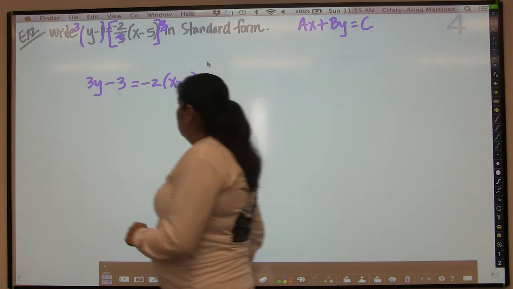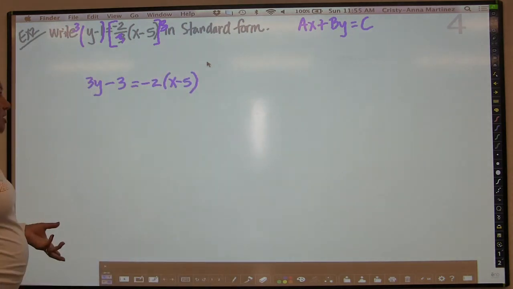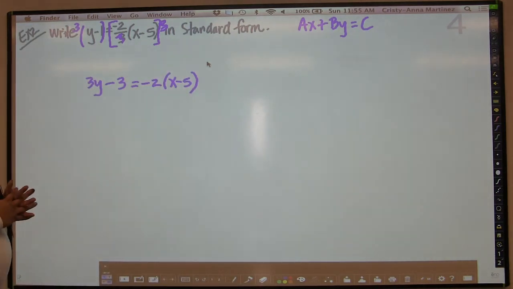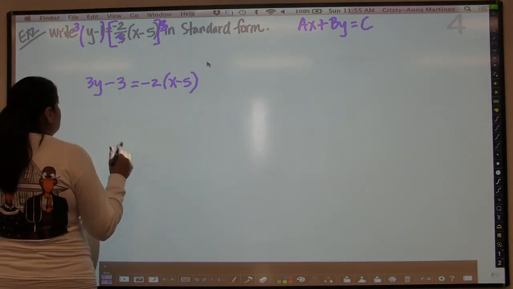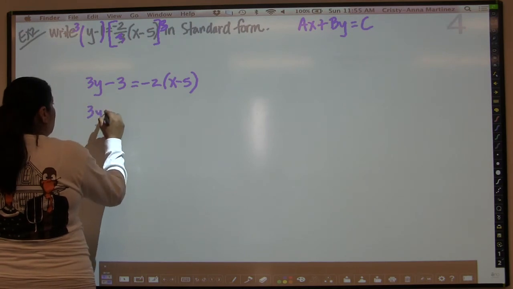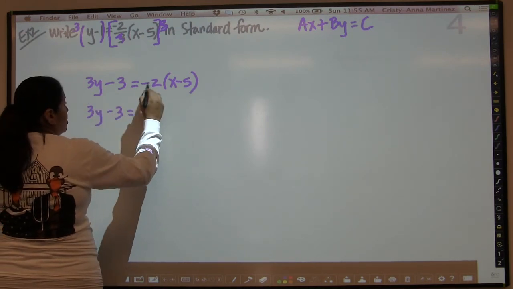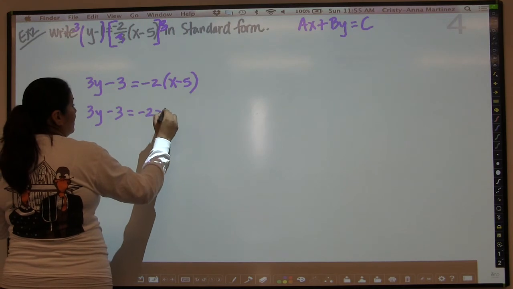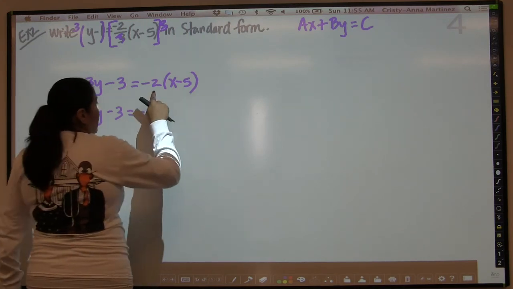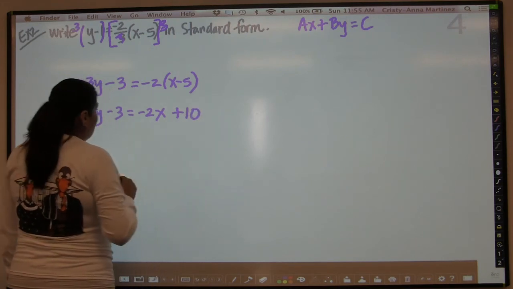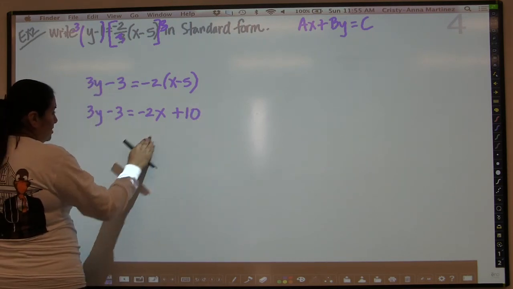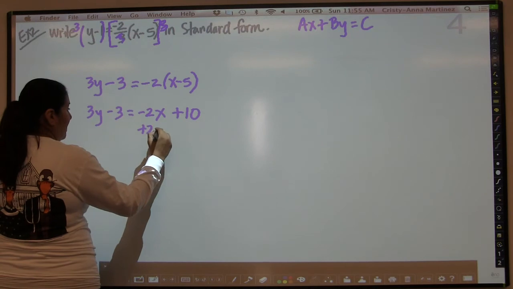So now we've gotten rid of all the fractions, but now we want to have all our integers on the same side. And our constant needs to be on the right-hand side. So I'm going to go 3y minus 3 equals, distribute the negative 2 times x, which is negative 2x, and then negative 2 times negative 5 is positive 10. Okay, at this point I need to bring my x's to the other side, so I'm going to add 2x.